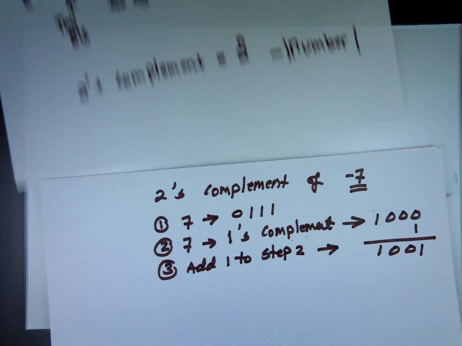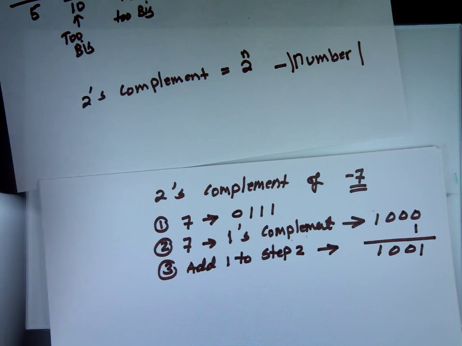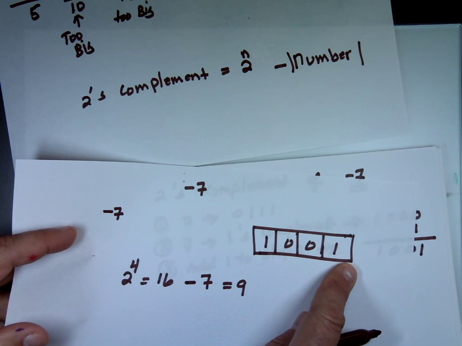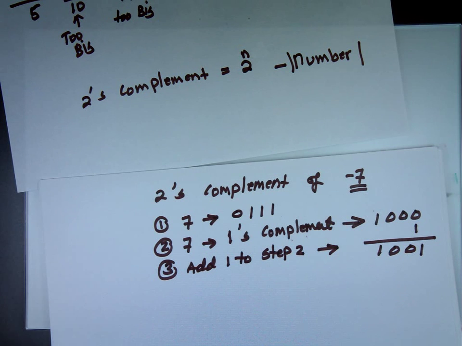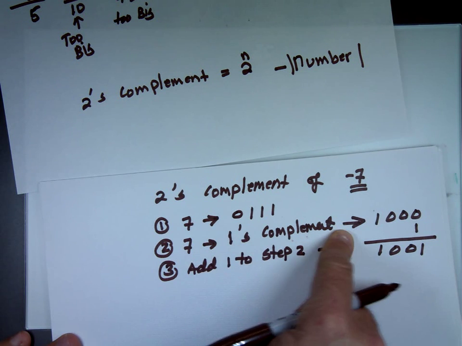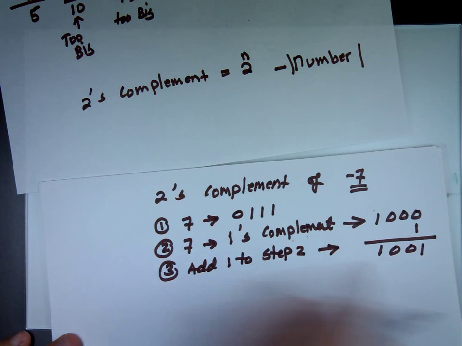Is that what we got a few minutes ago? 1, 0, 0, 1. So we can find the 2's complement of any number by using, take the number, change it to binary, do the 1's complement, add 1 to the answer. That's how everyone does it.